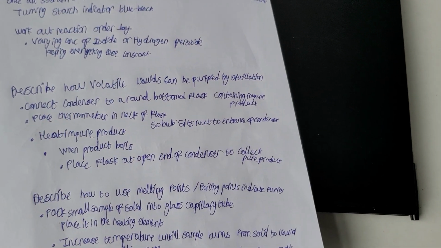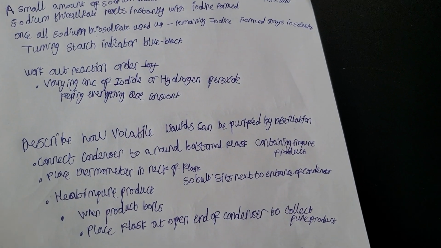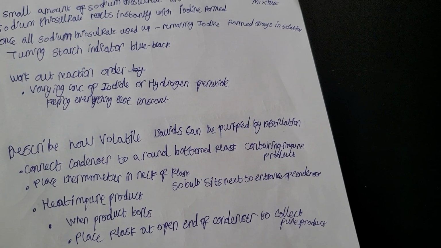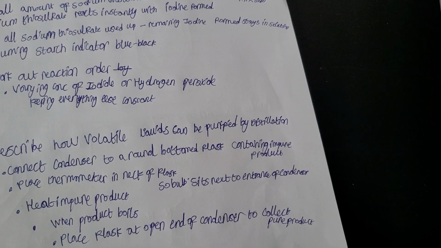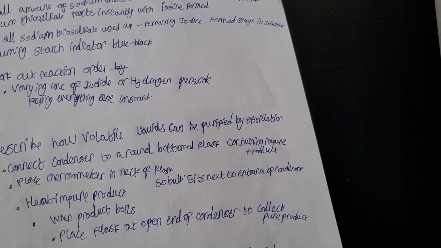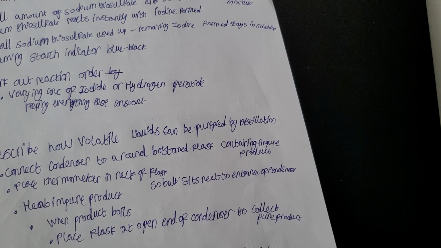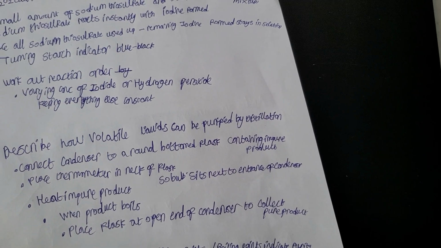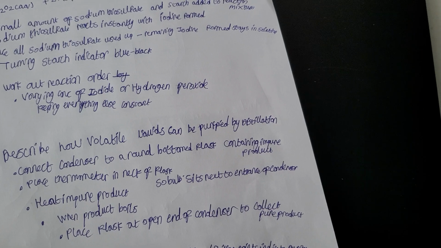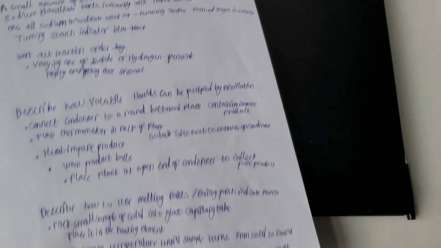So, connect the condenser to a round bottom flask containing impure product. Place the thermometer in the neck of the flask so the bulb sits next to the entrance of the condenser. Heat the impure product, and then when the product boils, place a flask at the open end of the condenser to collect the pure product.